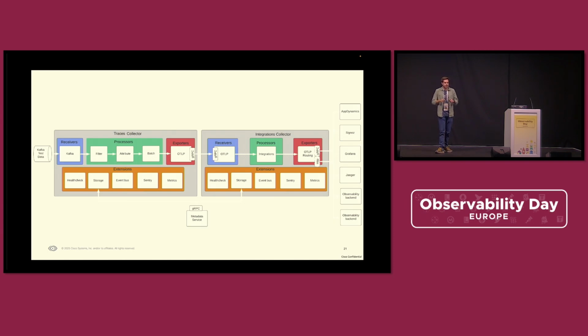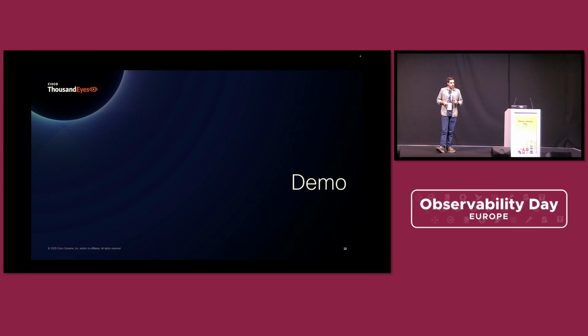Also, because they are going to scale at a different pace. The trace collector is going to scale depending on how much data we receive from Kafka. And the integrations collector is going to scale depending on how many integrations we have in our system. Yeah. So now let's move to the demo.